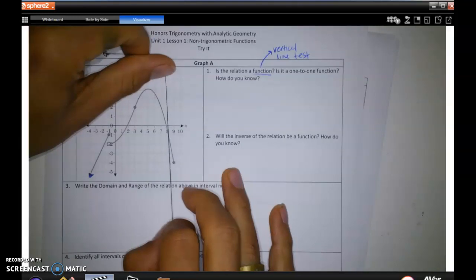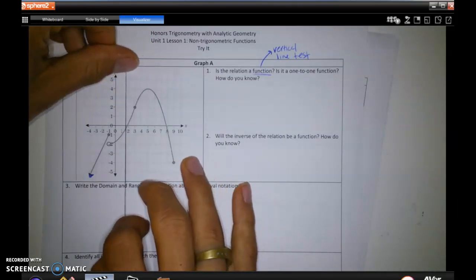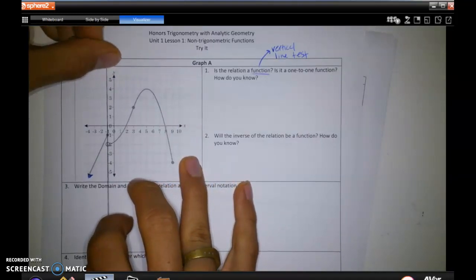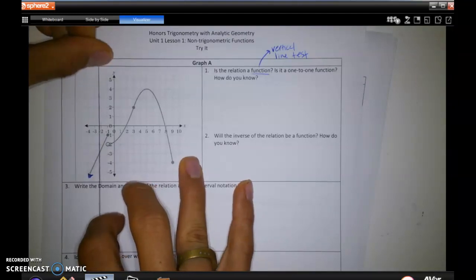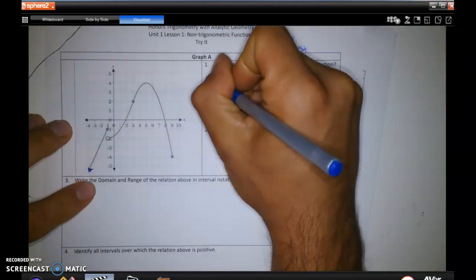You'll notice here that at every location in the graph, even at this jump, we still only touch the graph one time. Because we have an open circle and a closed circle, it's really only one location. And even down here where the arrow is. This passes the vertical line test, so yes, it is a function.